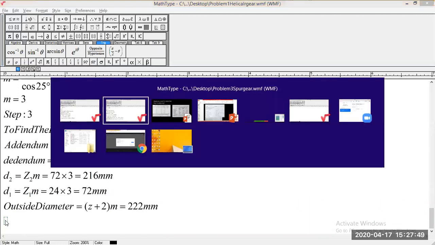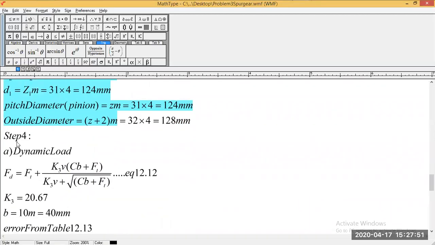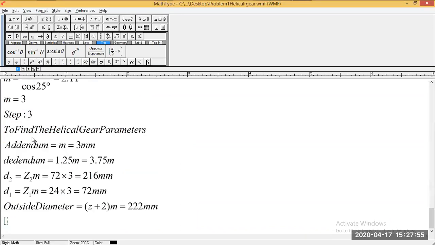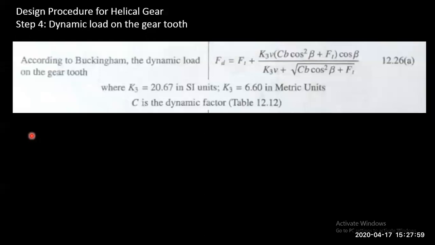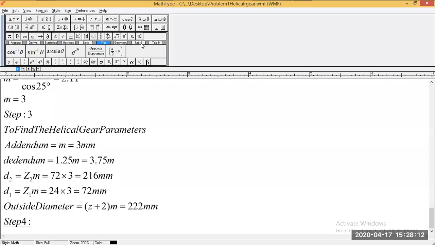Right. So next step. In case of helical, the dynamic load and wear load are separate here. We can club them, no big difference. So this is the dynamic load on the gear tooth.